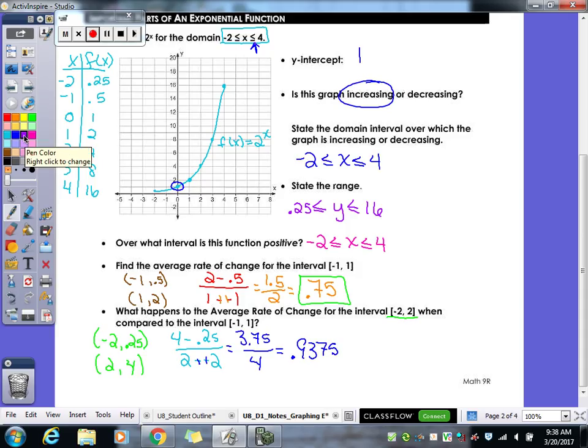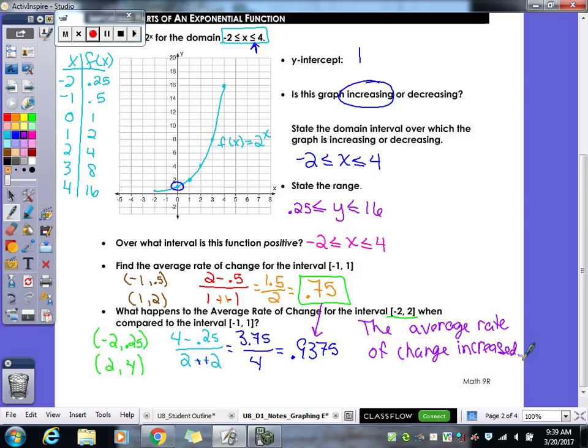So what happened? I went from 0.75 to 0.9375. Greater, what's another word that we like to use, begins with an I? It increased. The average rate of change increased.